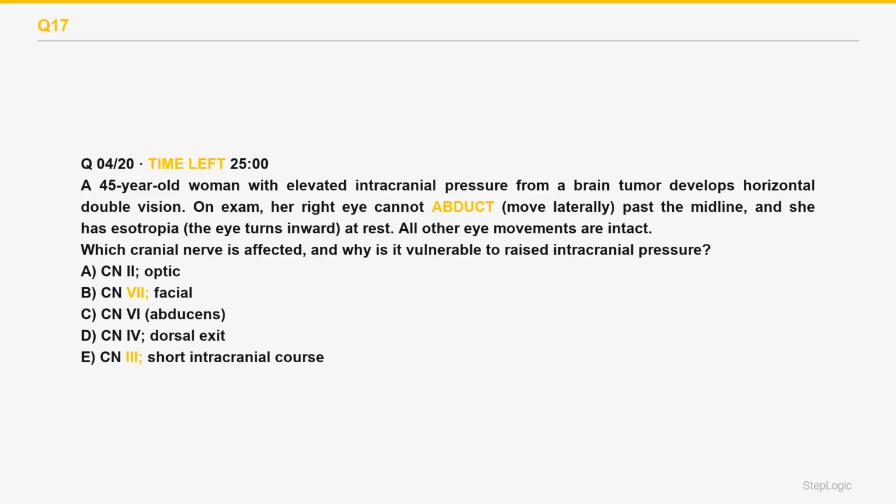Read the command: which cranial nerve and why vulnerable to ICP? Inability to abduct, esotropia, raised ICP. CN VI, abducens palsy, long course, false localizing sign.